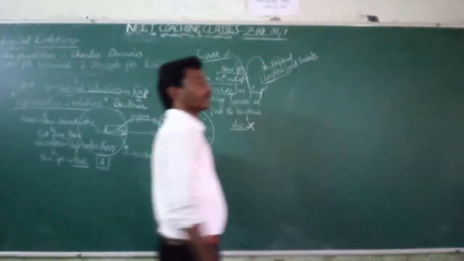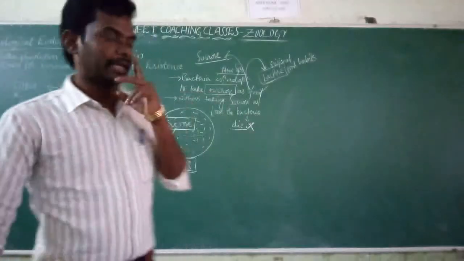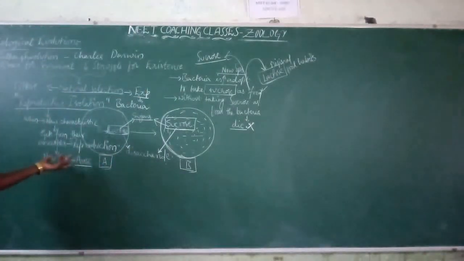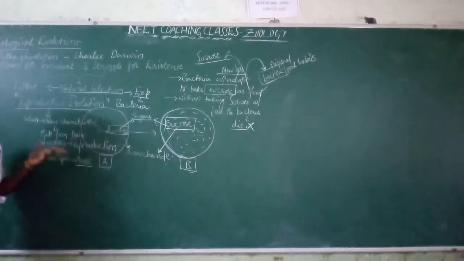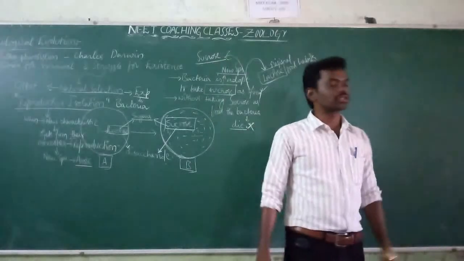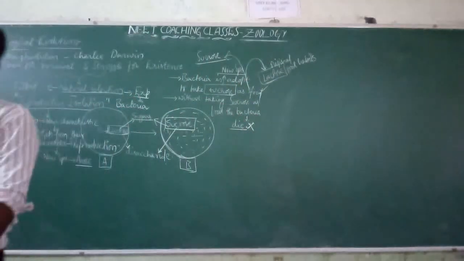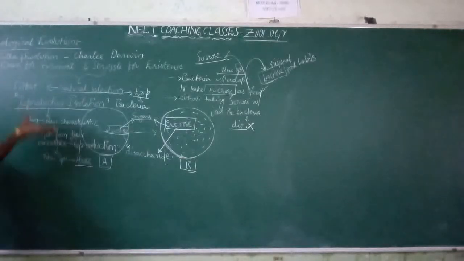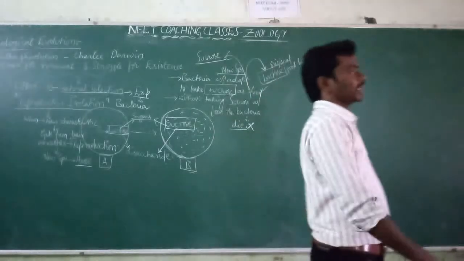That is the way of the origin of new species. It proves the biogenesis theory proposed by Louis Pasteur. What he proposed is that a living organism, a new species, arises from a pre-existing organism. That is called the biogenesis theory. All these things support the biogenesis theory.